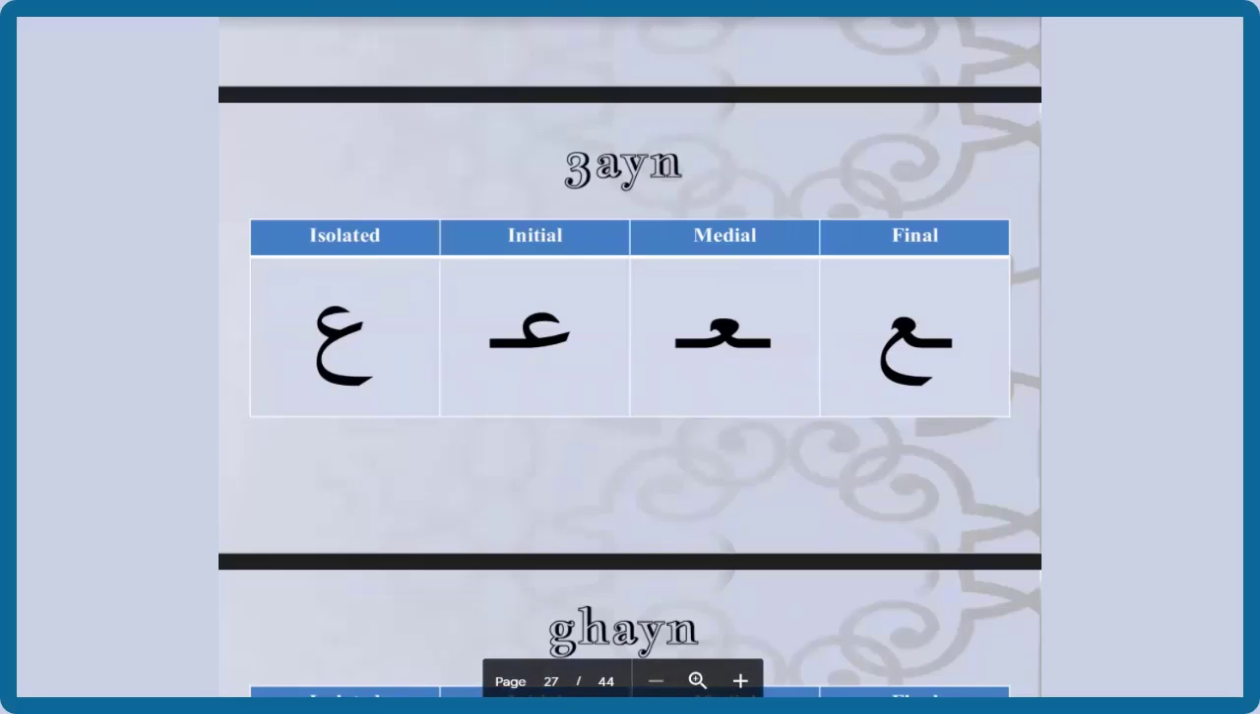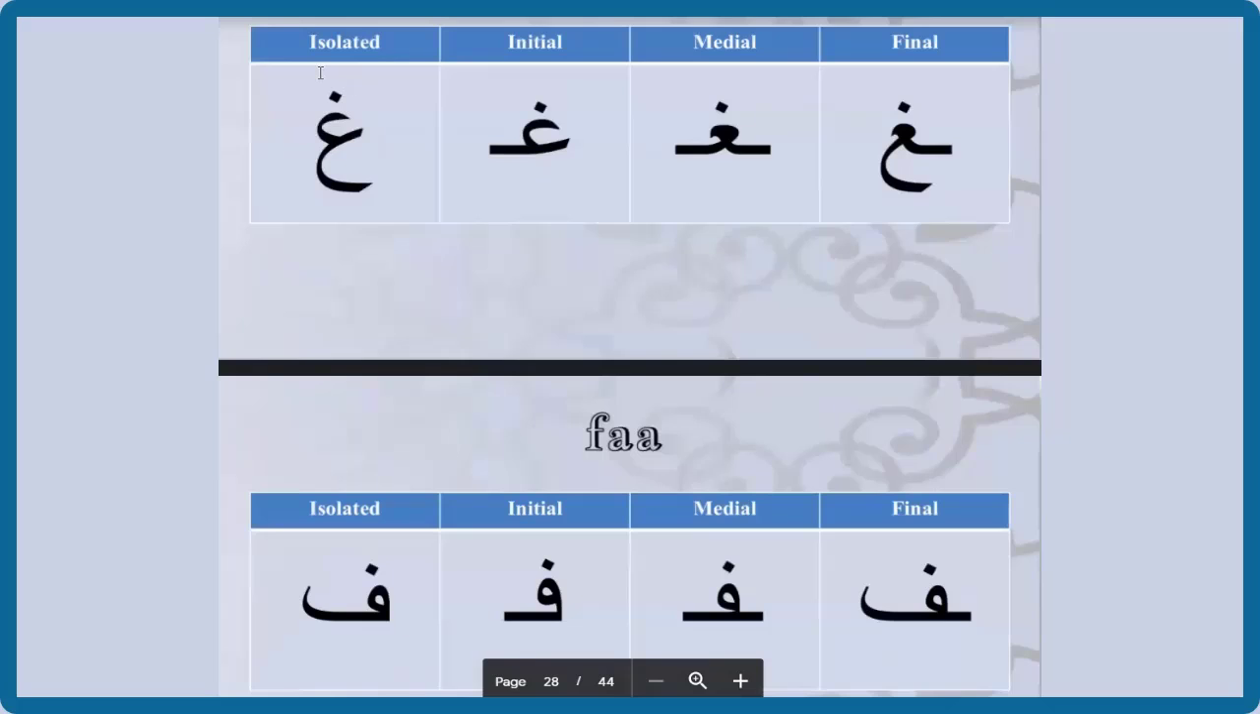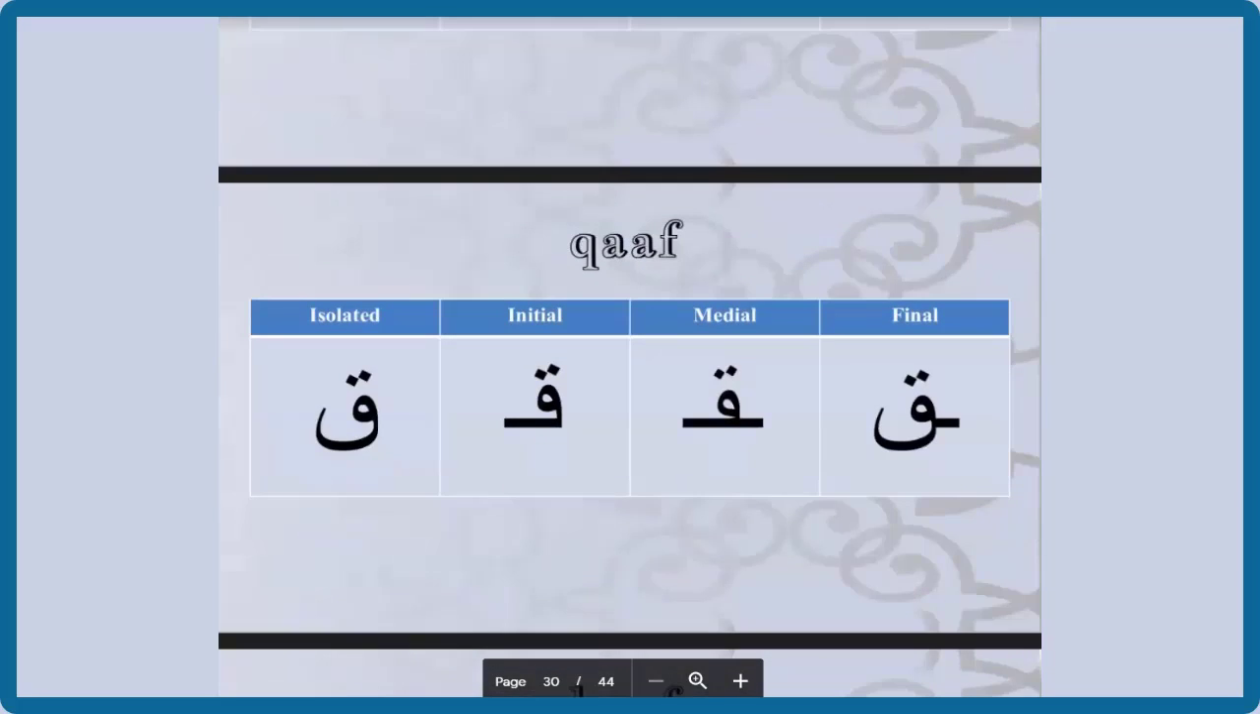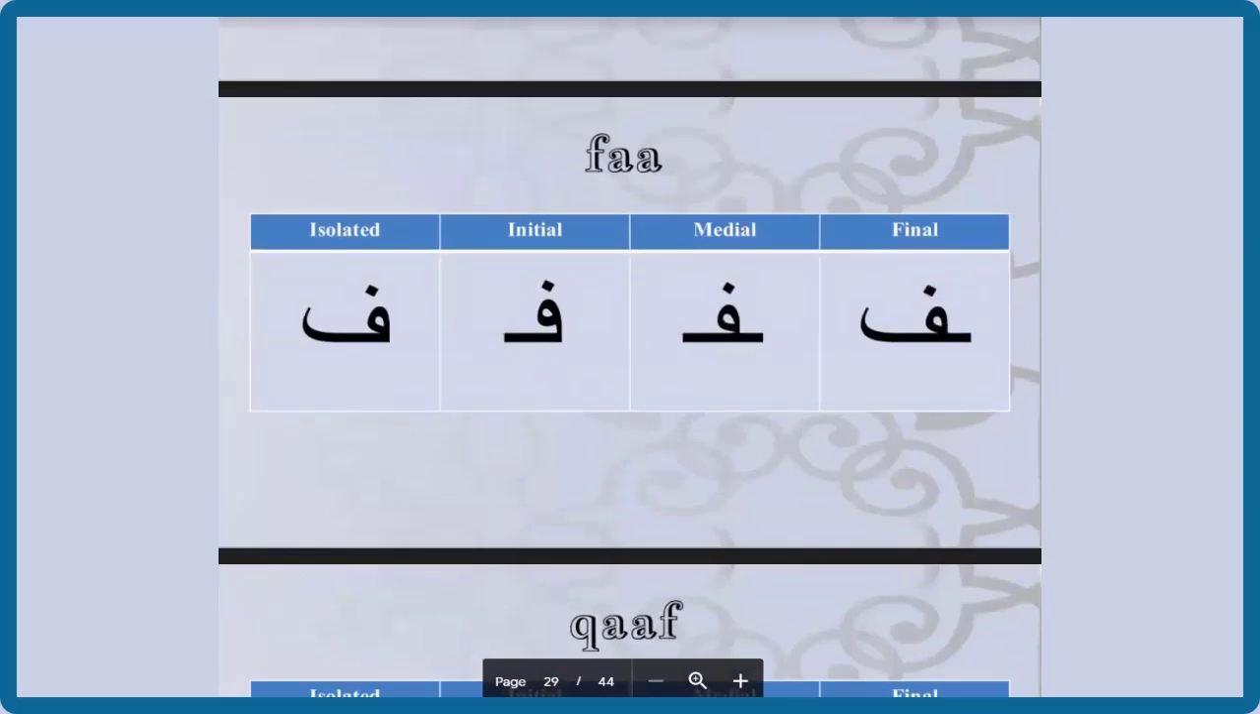Okay. The next letter is ghoin, just like ayn, but it has one dot on top of it. Gargling sound, right? So this is the half shape of ghoin. This is the medial form, and this is the final form. The next one is fa, fan, right? F sound. So you can see its isolated form is like this, then initial, medial, and final.